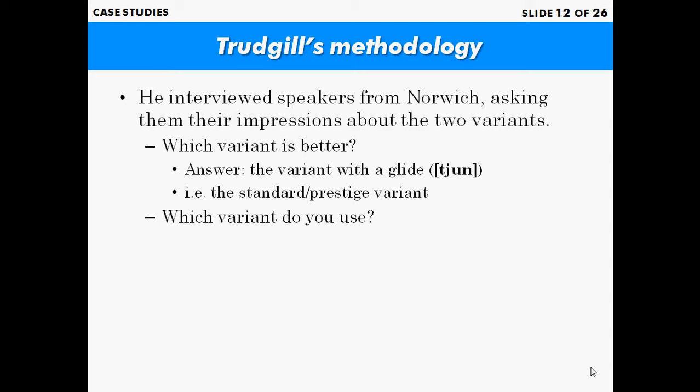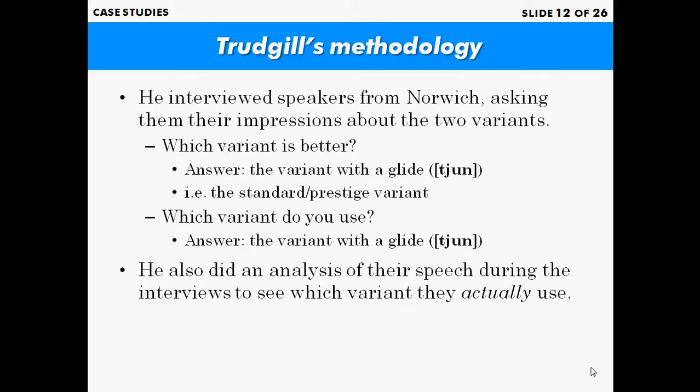Then he asked people, well, what do you use? What do you say? And people said, in general, we say "tyune". We use the variant with a glide. Right? We use a standard prestige variant. Okay, so that was asking them how they talked.